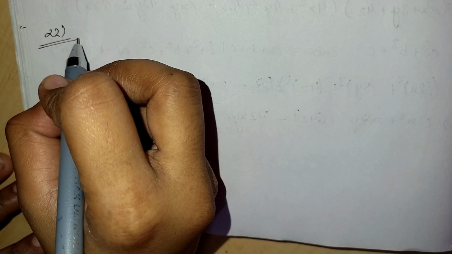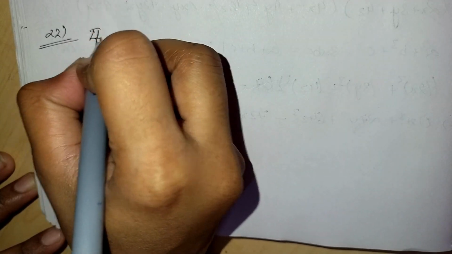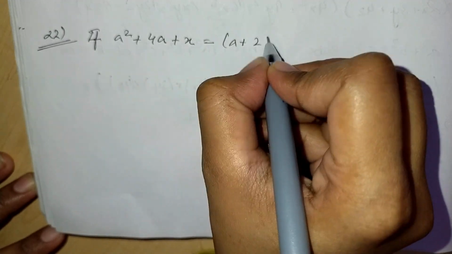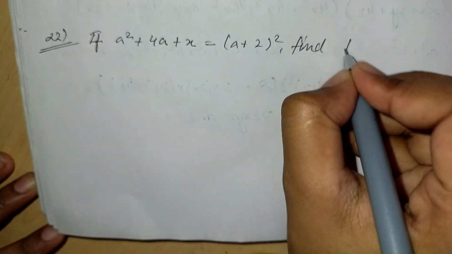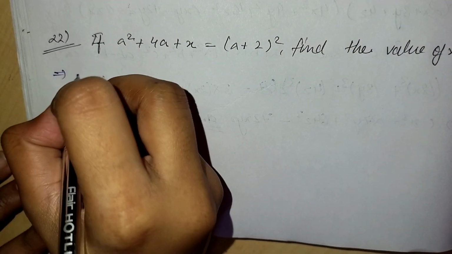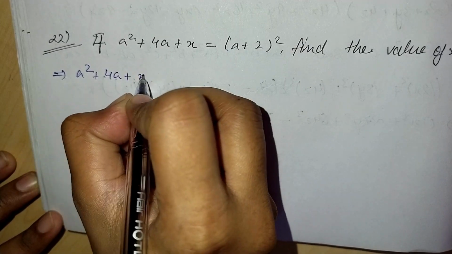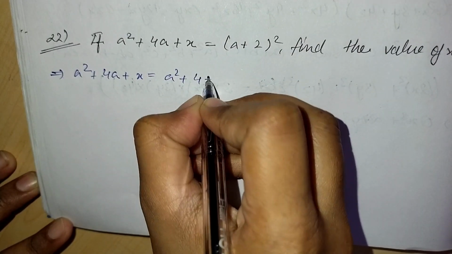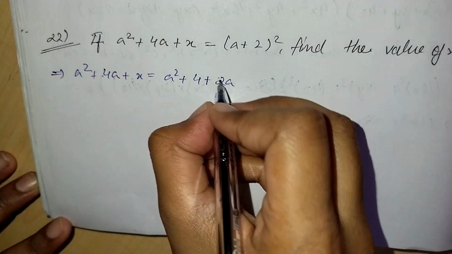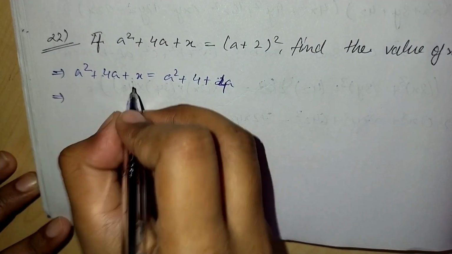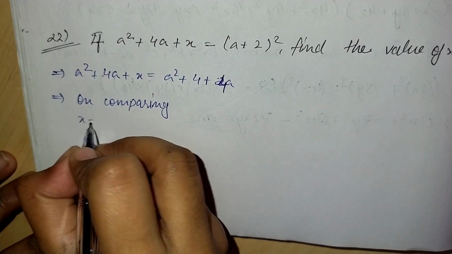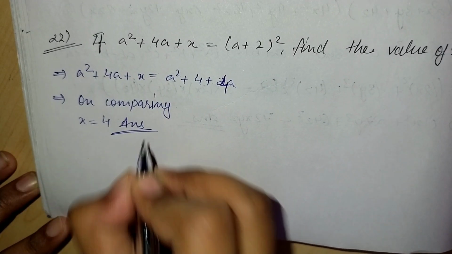Now let us solve the 22nd question, which says that if a square plus 4a plus x is equal to (a plus 2) whole square, find the value of x. So we have a square plus 4a plus x is equal to a square plus 4 plus 4a. On comparing, x is equal to 4 as the answer here in this question.